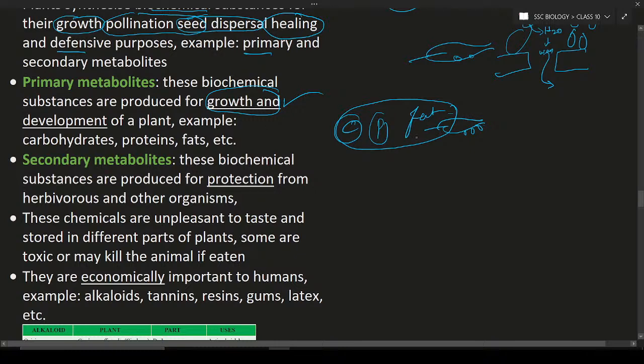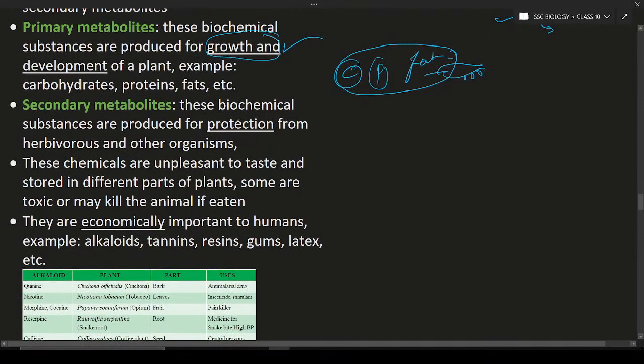Primary means first. Secondary means other purposes. Secondary metabolites are the biochemicals used for other purposes. So what are the other purposes? For protection. Secondary metabolites are used for protection from other organisms, whether herbivores, microorganisms, or anything else. So secondary metabolites are used only for protection from other organisms. Here the secondary metabolites are unpleasant to taste. Why are they unpleasant to taste? Because animals should not eat them. So the plants produce secondary metabolites which are unpleasant to taste.